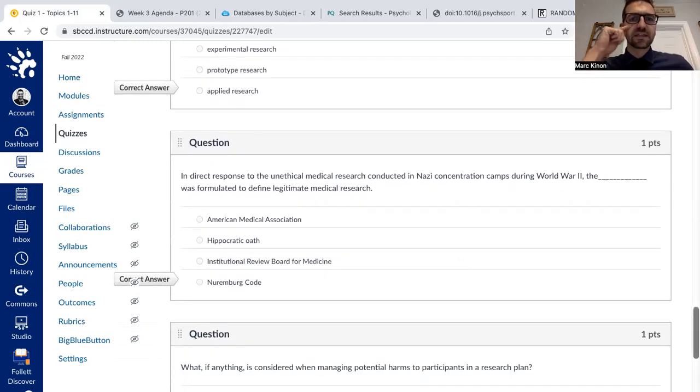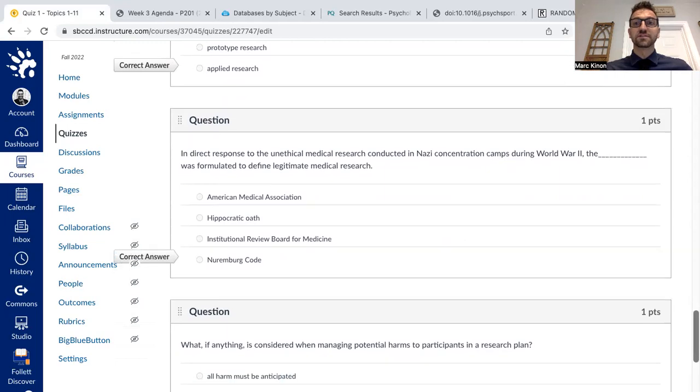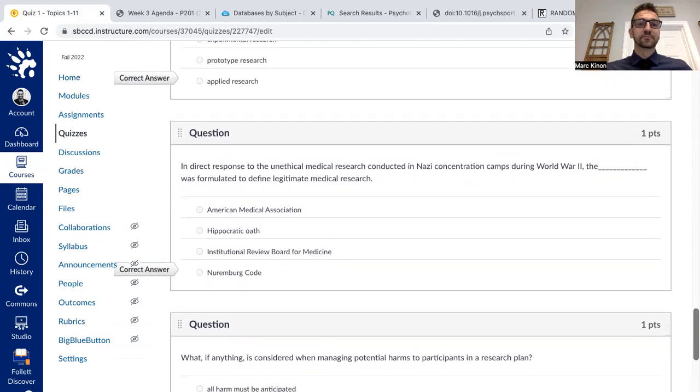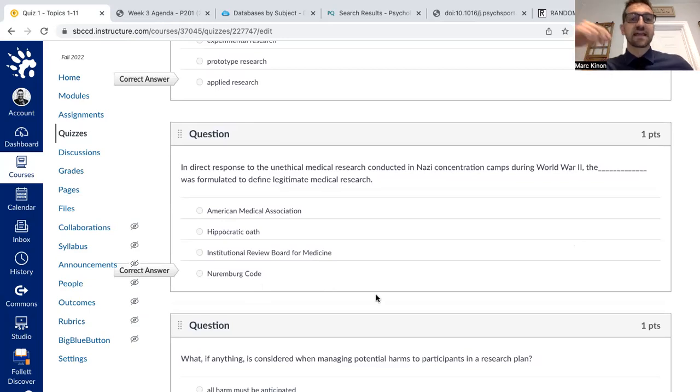In direct response to the unethical medical research conducted in Nazi concentration camps during World War II, the Nuremberg Code was formulated to define legitimate medical research. And in part, this led to the institutional review boards, which means, and you'll see when you look at personality and gay marriage attitudes, there's a stamp on there from the University of California, Riverside Institutional Review Board, because like all studies, they had to review that study and they approved of that study.